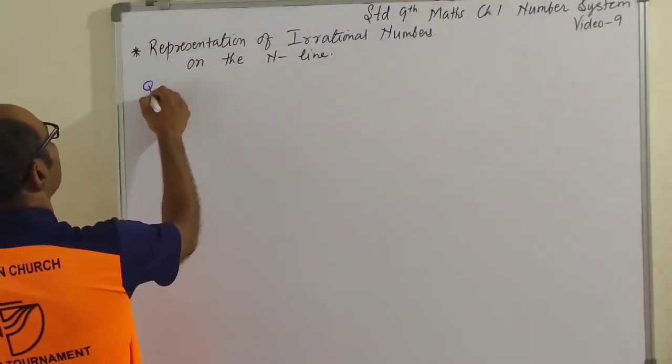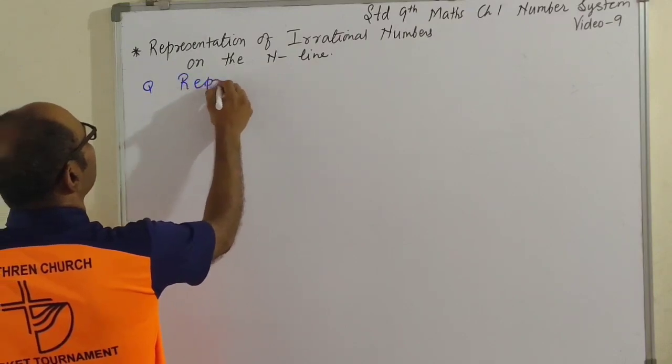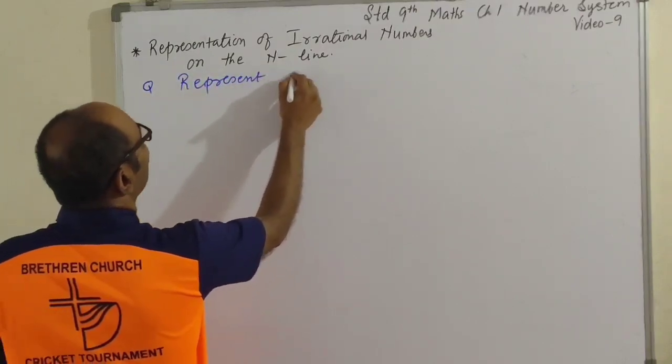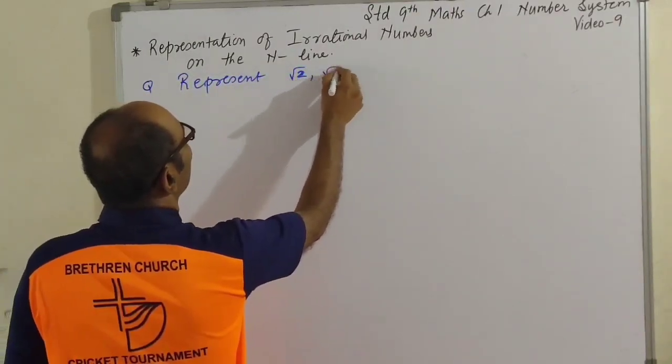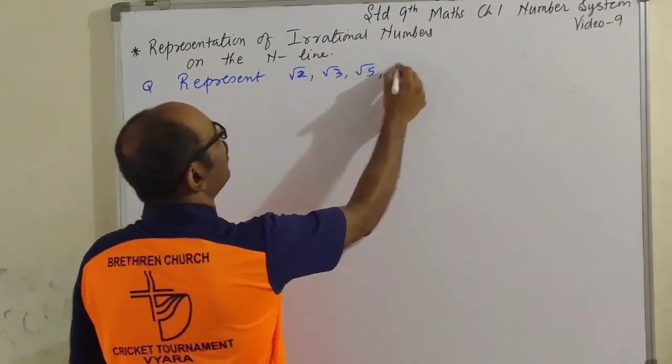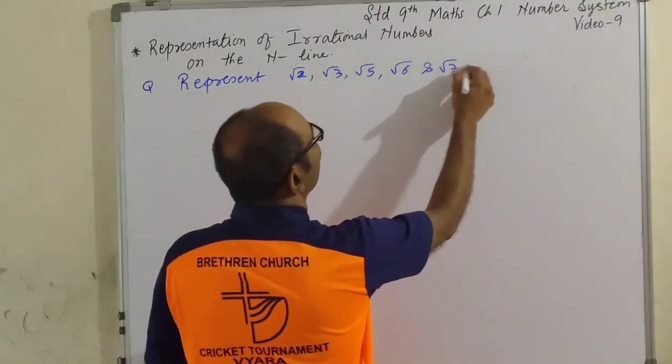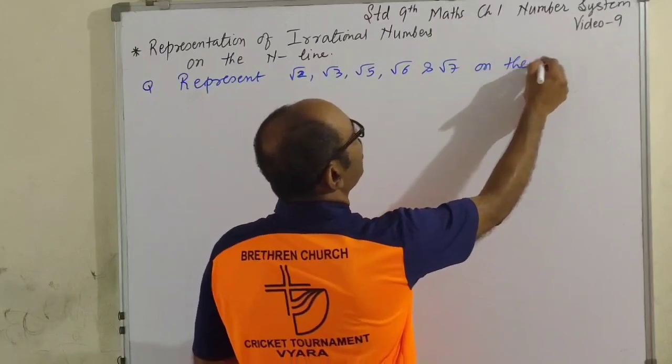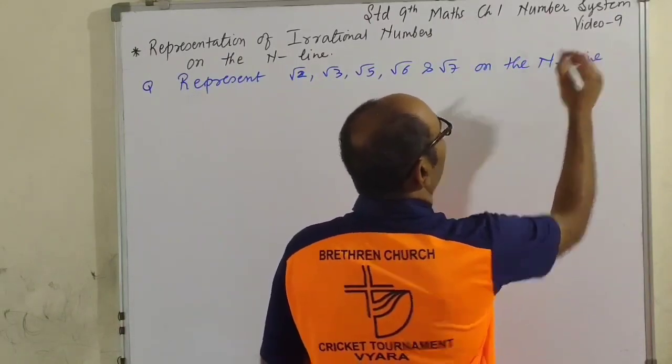Question is here. Represent root 2, root 3, root 5, root 6 and root 7 on the number line. Alright?